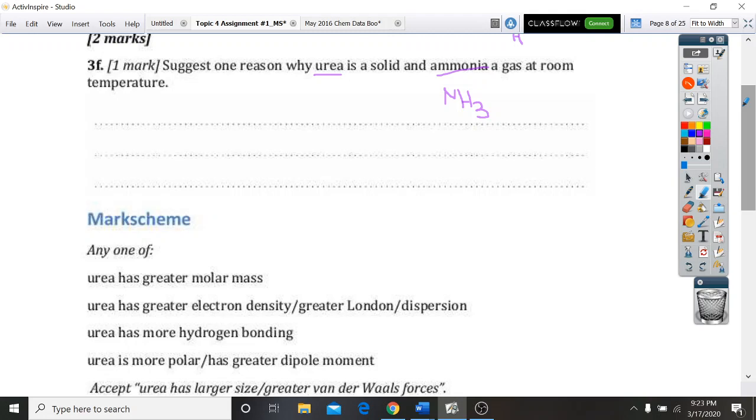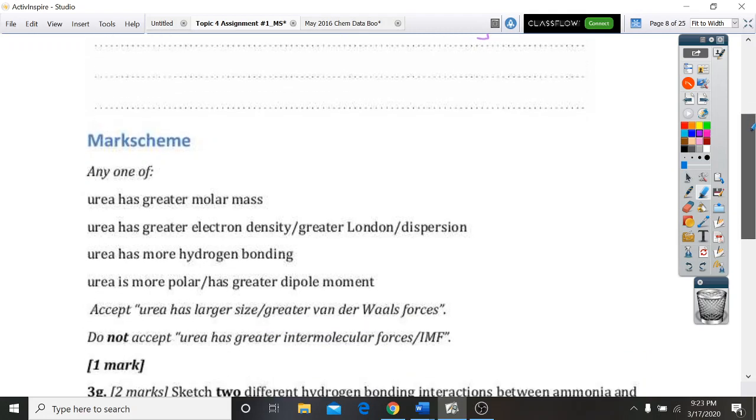If you have more forces of attraction, then you have things that look more solid versus liquid or gaseous, because solids are any kind of matter that have particles that are extremely close together because of their attraction. That's why urea, which is larger, is going to be more solid than ammonia, which typically is a gas since it's just smaller. And they have different ways of explaining that here.